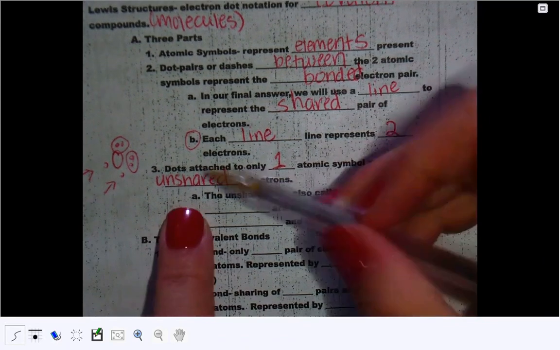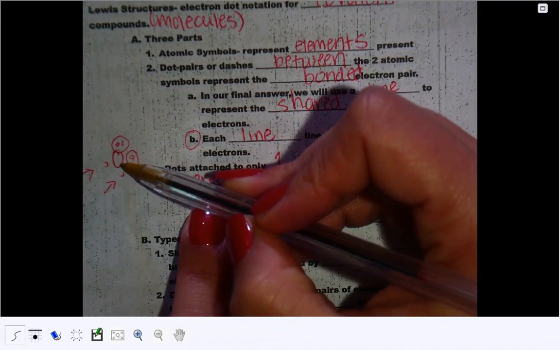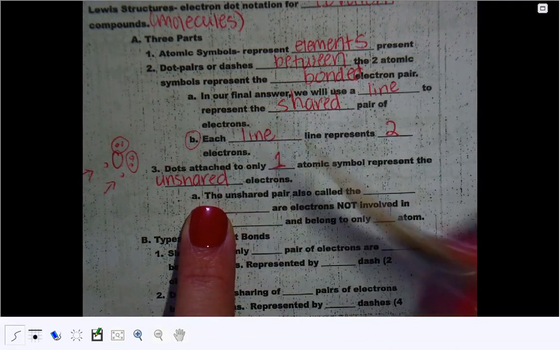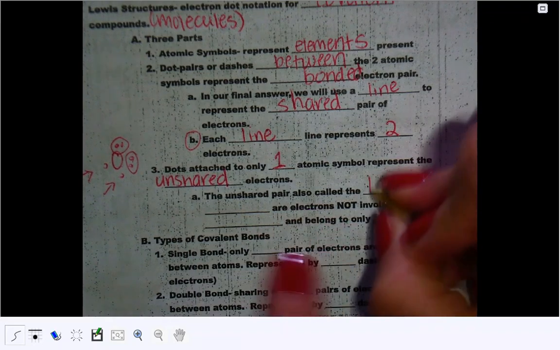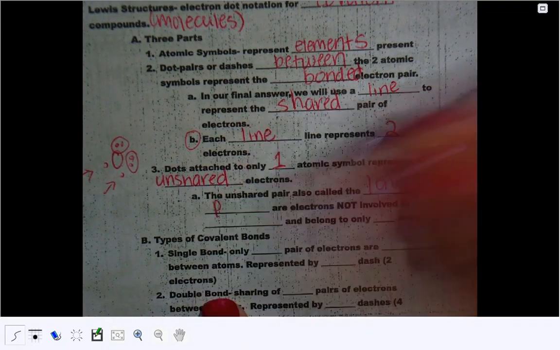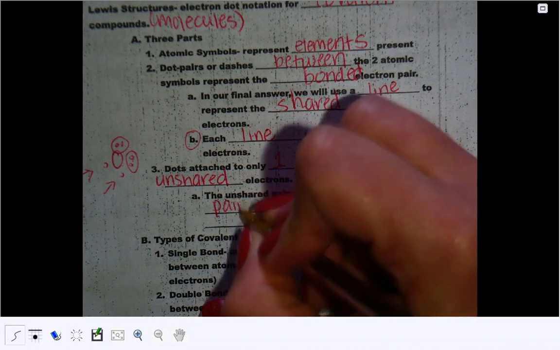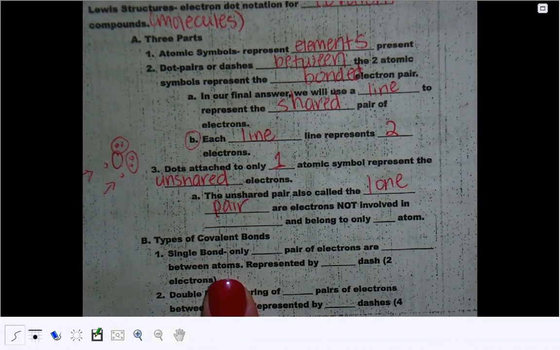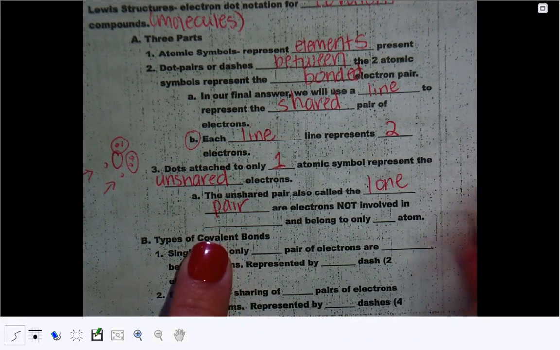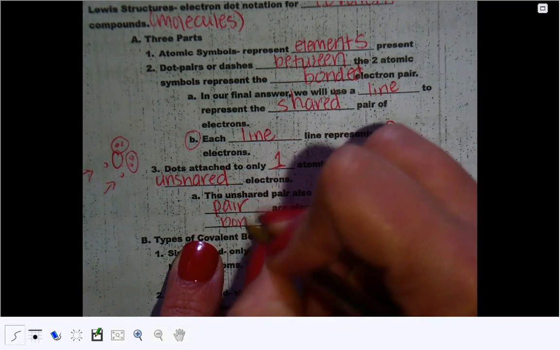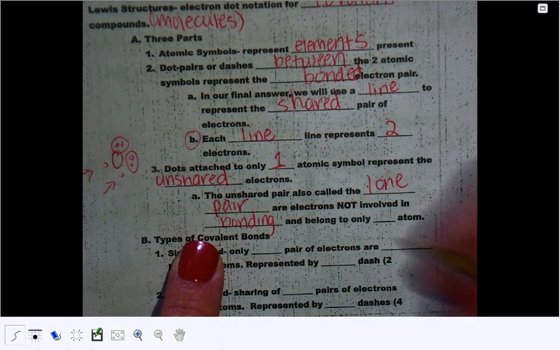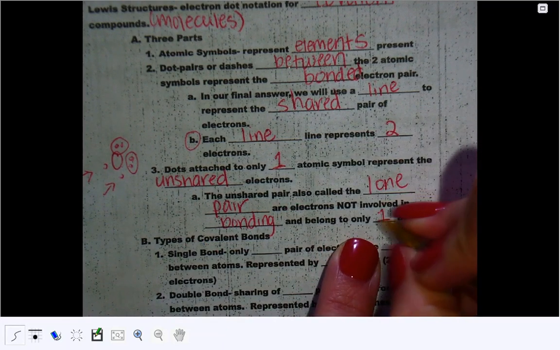Okay? So when we're talking about dots that are only attached to one of these, and they're in a pair, that does not mean it's a bond. So just remember that, okay? You do have to draw out the dots to show that they're a lone pair. So the unshared pair is called the lone pair, and they are not involved in bonding. So they only belong to one atom.